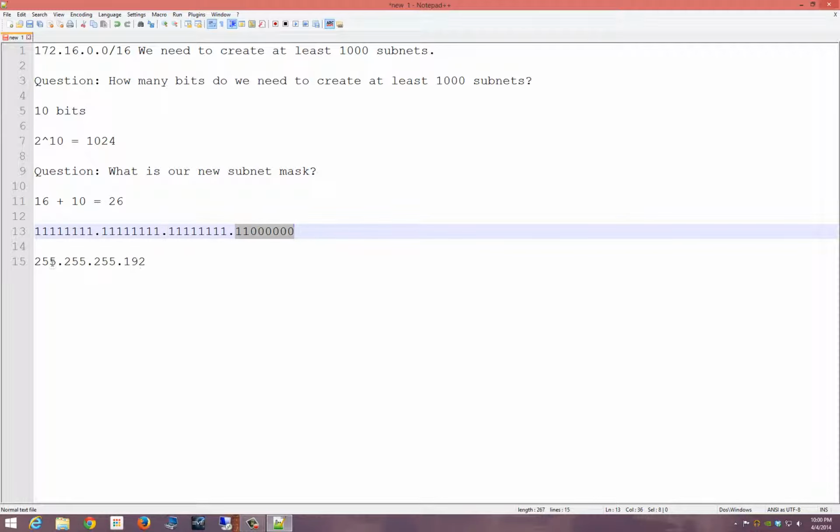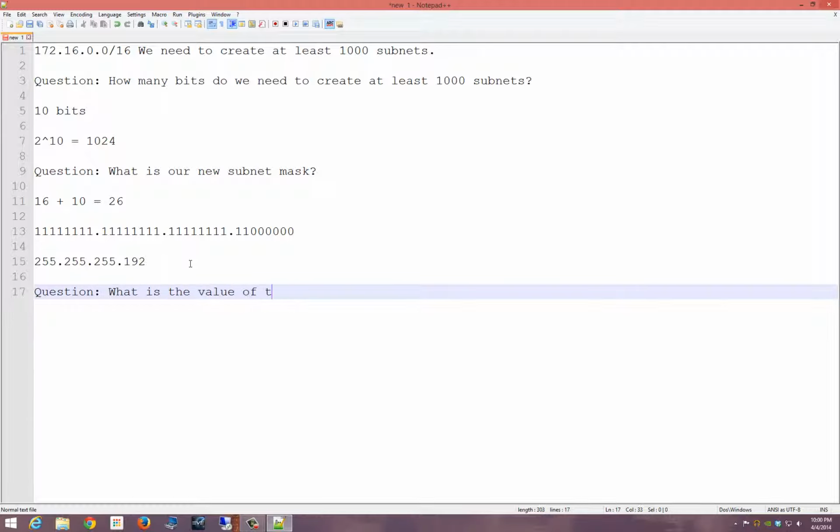The next question we need to ask ourselves is, what is the value of the last network bit? 128, 64. And the answer is 64. The next question is, what octet is the last network bit in? It's in the 4th octet. So we're going to increment by 64s in the 4th octet.